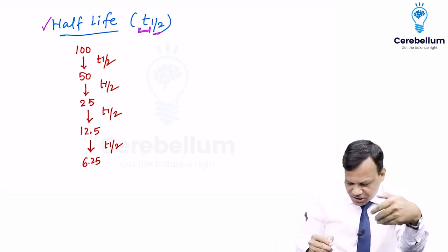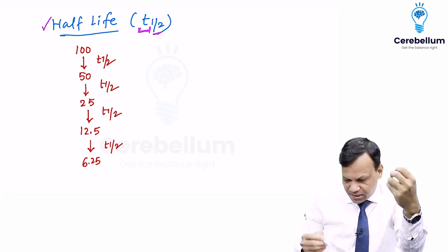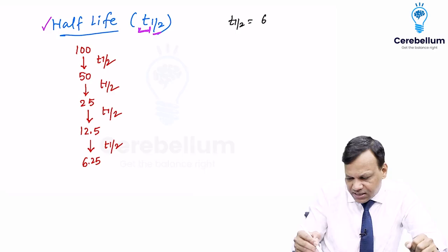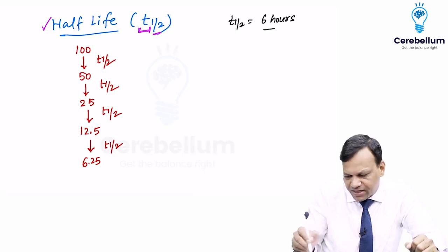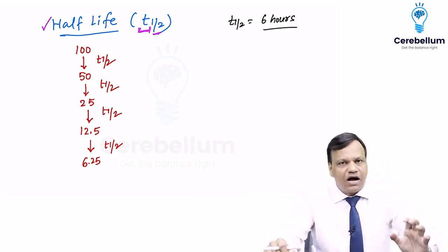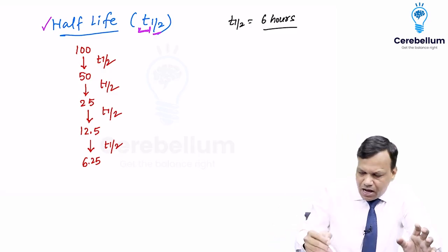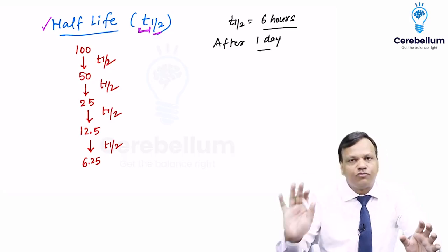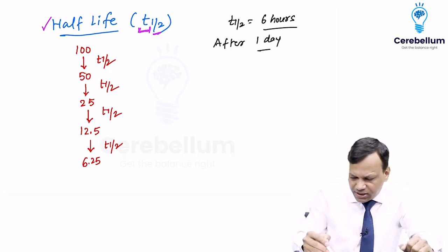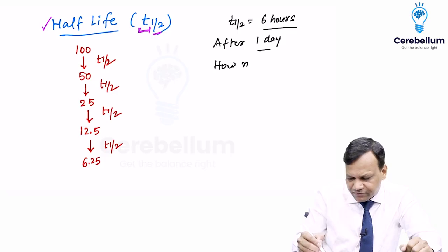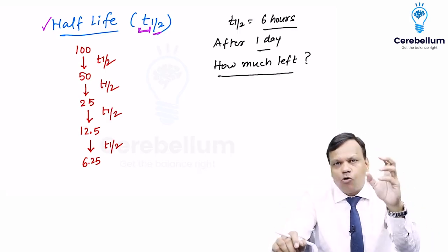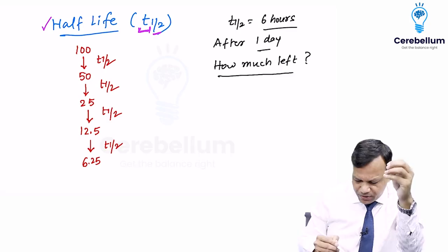So for such a drug, the simple question which is asked is: a drug has a half-life of 6 hours. They may give anything, 6 hours, 8 hours, 12 hours. Half-life of a drug is 6 hours. After 1 day, 1 day means 24 hours. After 1 day, how much drug is left? So read carefully. The question is, after 1 day, how much drug is left? So it's very simple to calculate.